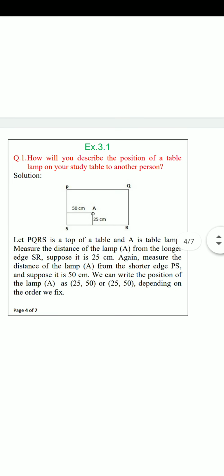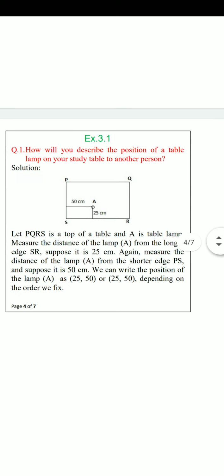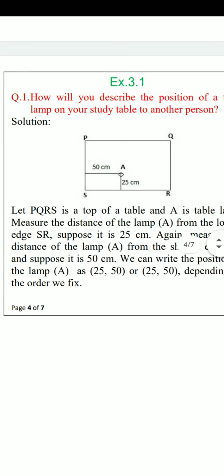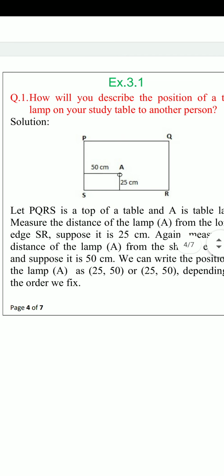Next, there are two questions in exercise 3.1. The first question is, how will you describe the position of a table lamp in your study table to another person? To locate the table lamp, it is just like locating a point on a paper. So here first we will mark it.